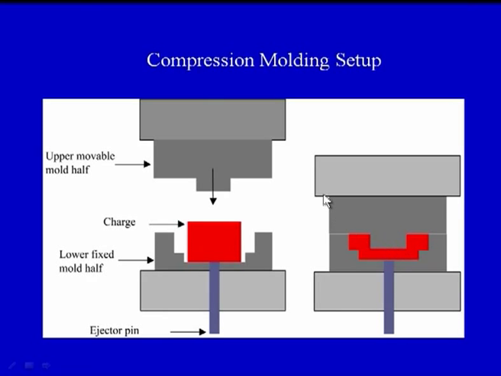So this is a simple process of compression molding in which we have an upper movable mold half, a lower fixed mold half and the polymer charge, and finally there is an ejector pin to cause the easy ejection of the final product which has been formed by the compression molding process.